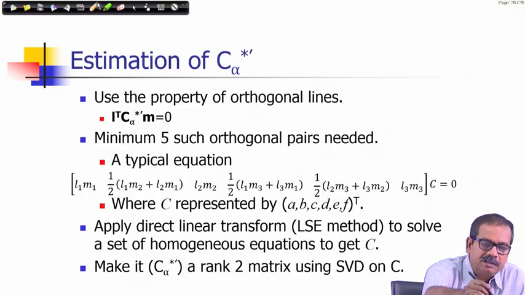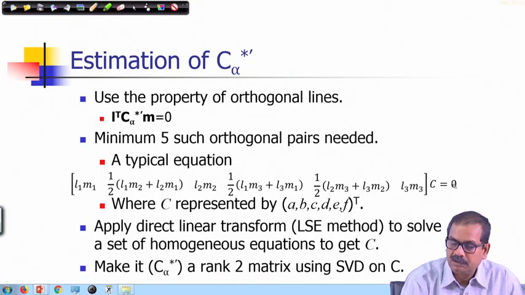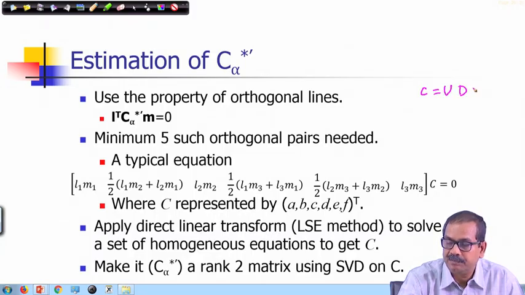So, let me explain this also. Suppose you get a C and you perform the singular value decomposition. We know the singular value decomposition of C can be represented in this way, where D is a diagonal matrix and its singular values are lambda 1, lambda 2, lambda 3, and these are all zero submatrices, that is D, and U is a 3 cross 3 matrix and also V transpose is also a 3 cross 3 matrix.